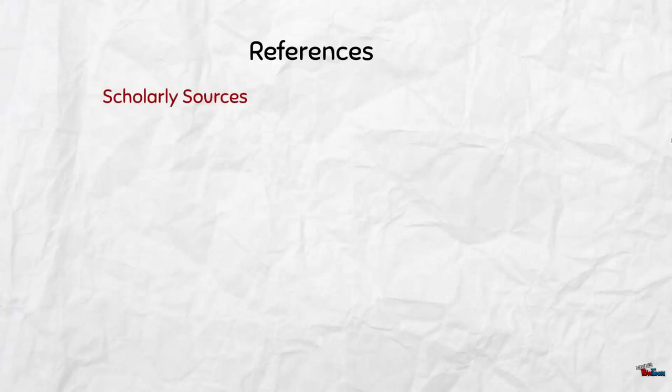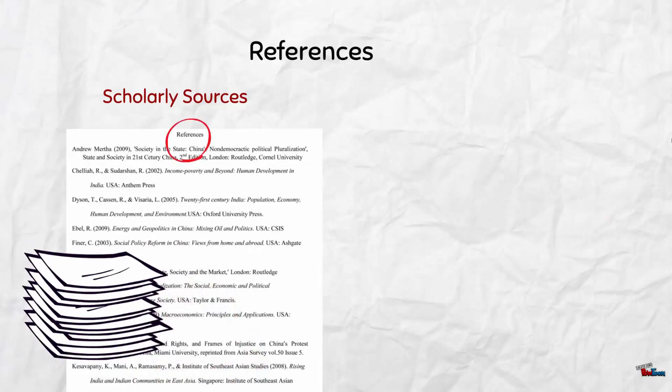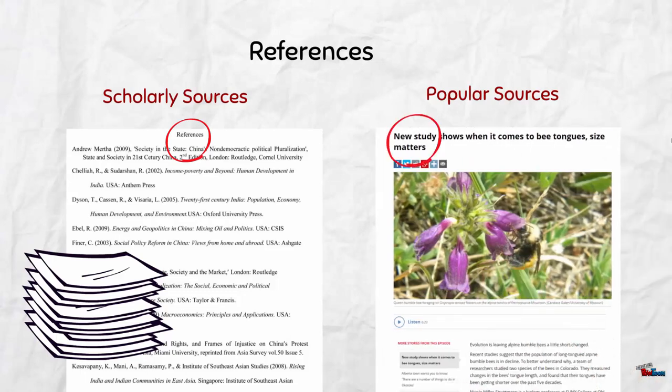The use of references is another way you can differentiate scholarly sources from popular sources. Scholarly sources are usually connected to other scholarly work, so it's essential that the authors document the resources they used in their own research. Popular sources don't usually include the list of references, even if they might refer to their resources indirectly.